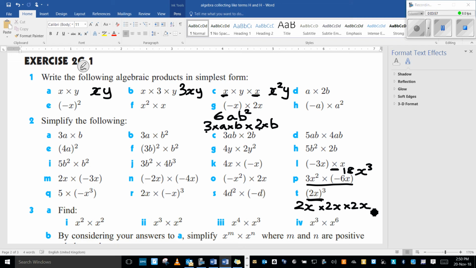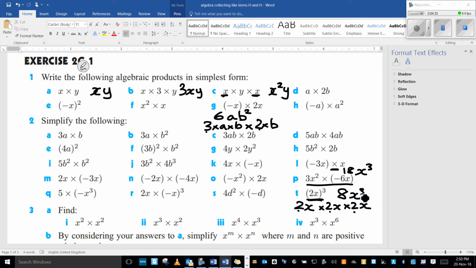Having established that, we now need to write this in a more simple form. So we've got 2 multiplied by 2, which is 4, multiplied by 2 again. So it's going to be 8, and then x, and then we've got 3 of them, so it's 8x cubed. Also, is 2x the same as x times x? No, it's x plus x because it doesn't have a power. That's right.